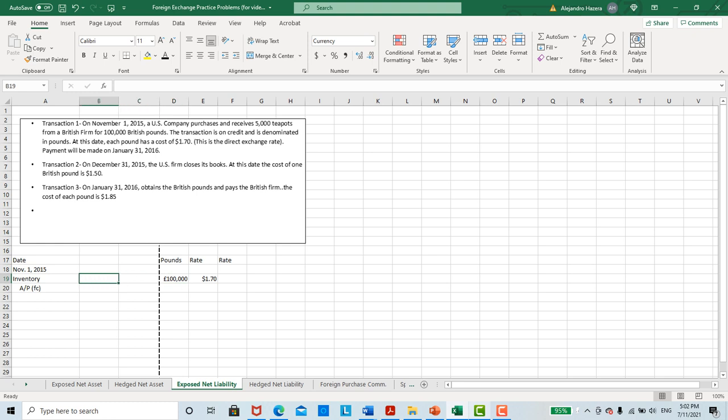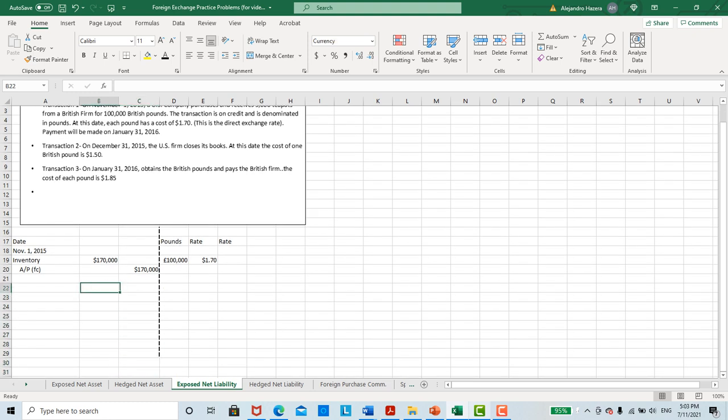Okay, so the inventory is initially going to have a cost in dollars of $170,000. The accounts payable will be for $170,000, and you can kind of see the impact here. Your original dollar equivalent of 100,000 pounds is $170,000. If that rate goes up, your accounts payable is going to go up a lot more. It's going to cost you a lot more to obtain those pounds that you need.